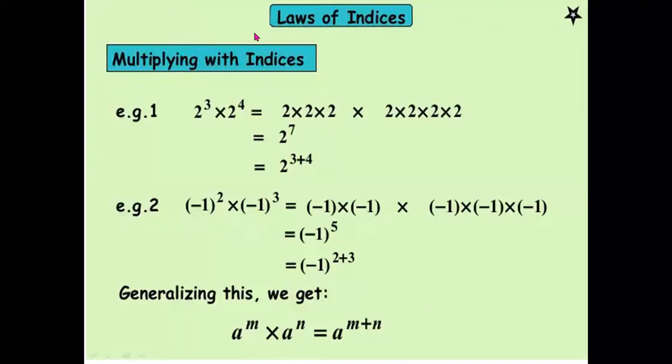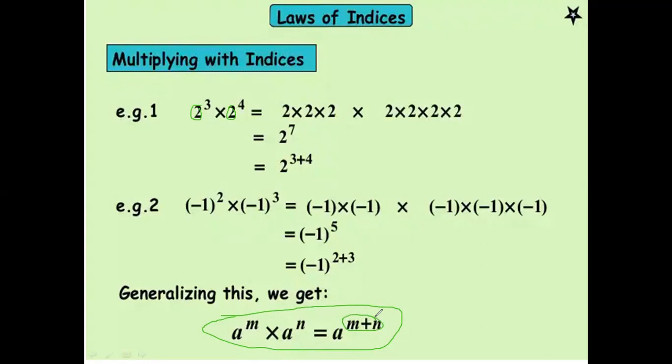When you multiply numbers of the same base, we follow the rule a raised to the power of m times a raised to the power of n. You maintain and keep the base and add the indices.